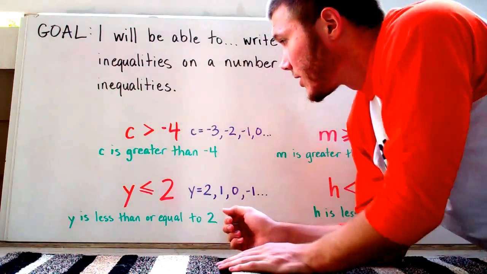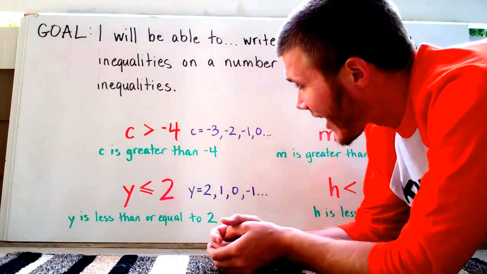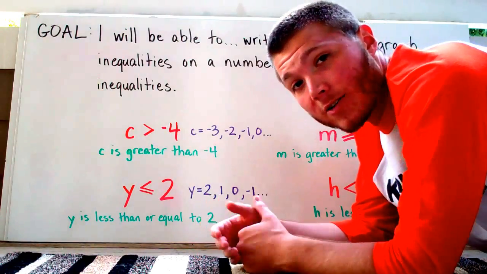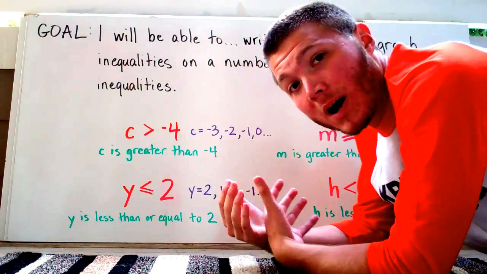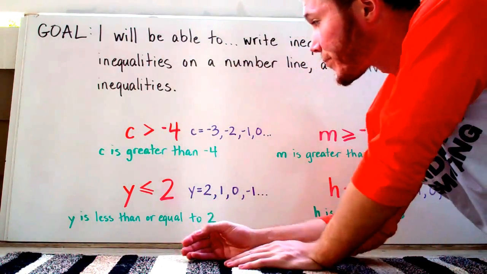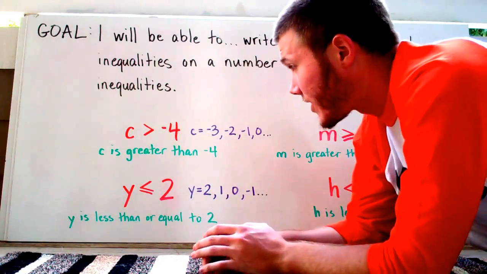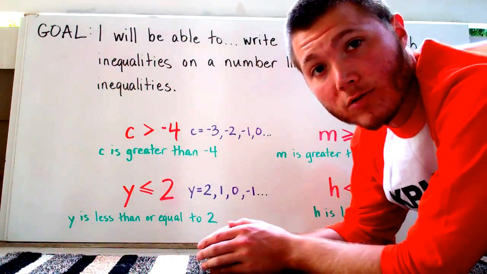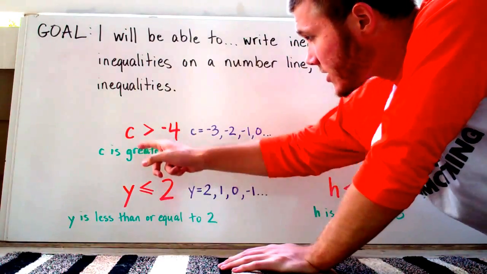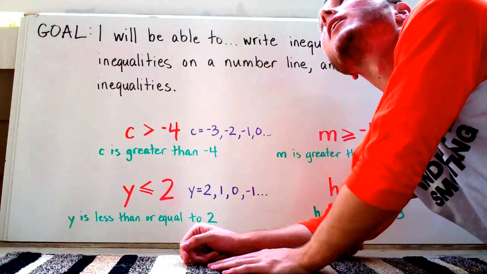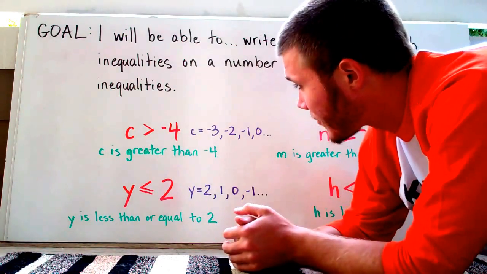These inequality signs, I know you might have learned to think about them as alligator mouths. Alligators are always trying to eat the most possible they can. So the mouth is always facing the greater value. So in this case, C, whatever number we use to represent C, is greater than negative 4.